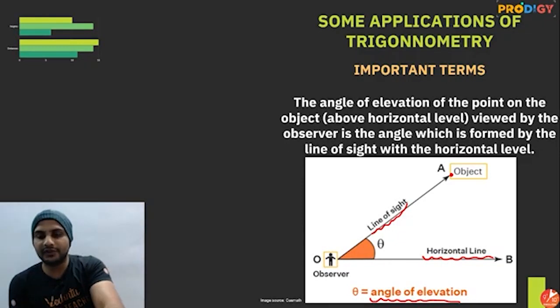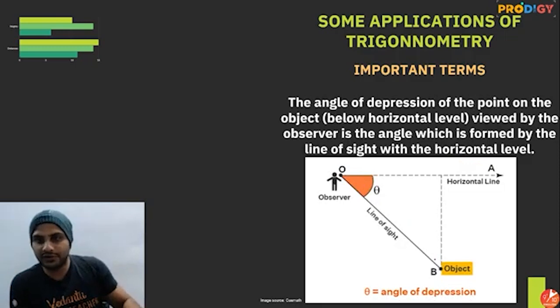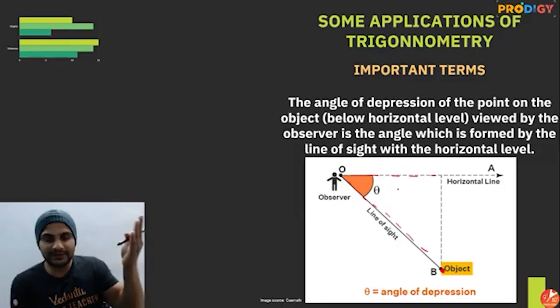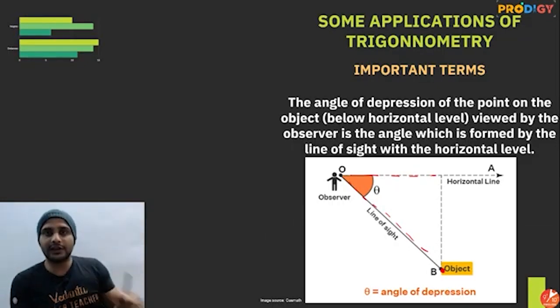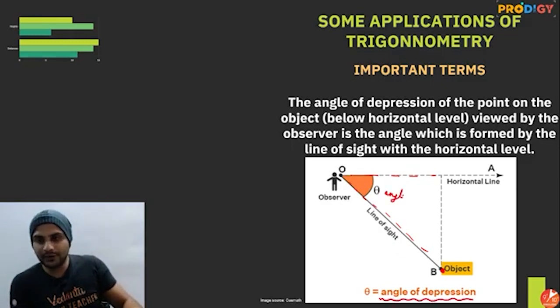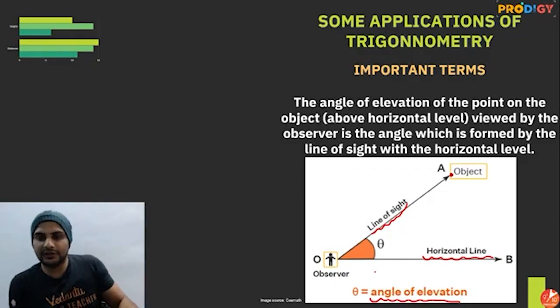In the same way, if the observer is looking down, the horizontal line is over here, he is looking down. So the angle between the line of sight and the horizontal line, again between line of sight and horizontal line only, but in this case the observer is looking down. So this will be called angle of depression. We'll be using short forms for both: this we will write as angle of depression, and this as angle of elevation.